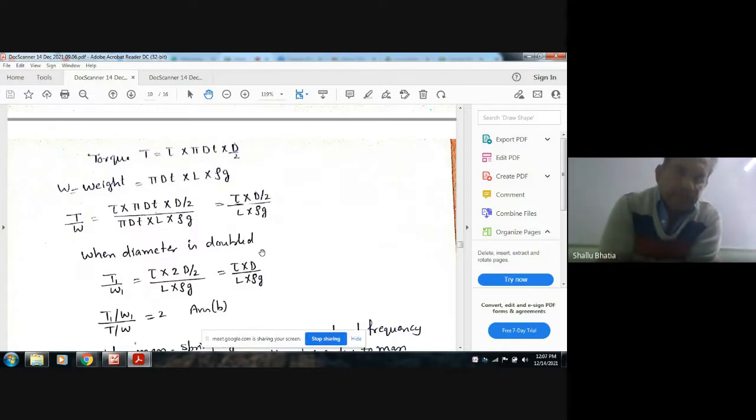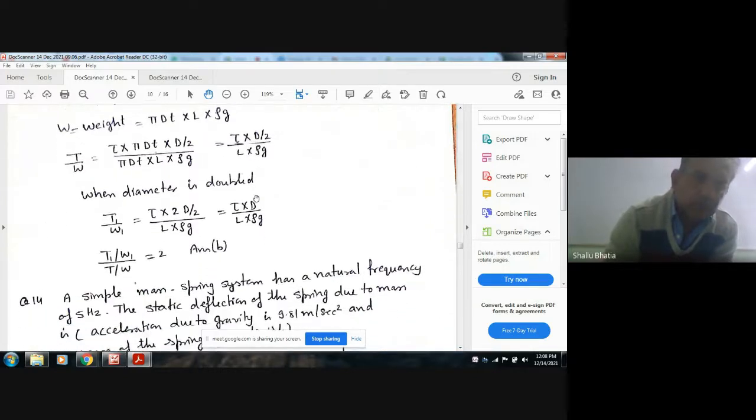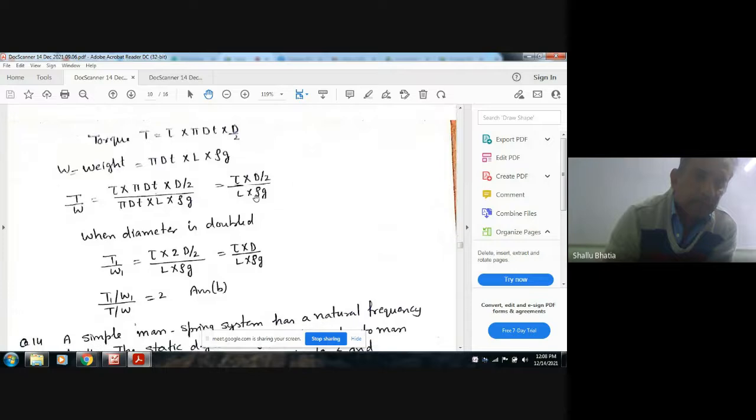Now when the diameter is doubled, we will double this d into 2d. Then it will become tau into d L into rho g. Then the ratio T1 by W1 will be only 2 times, because T by W is only dependent upon d. So the answer will be B. Okay, next.